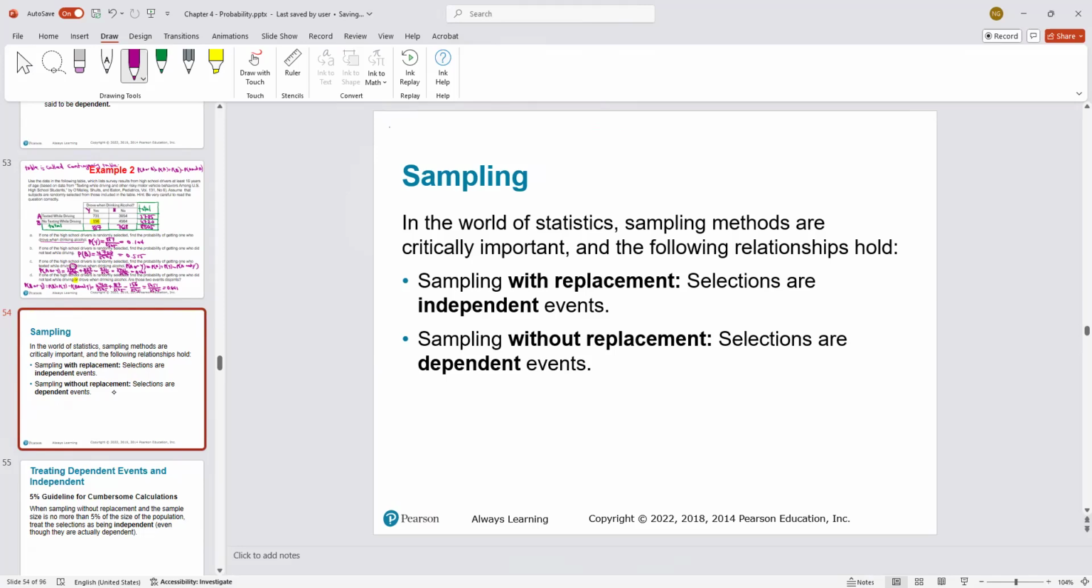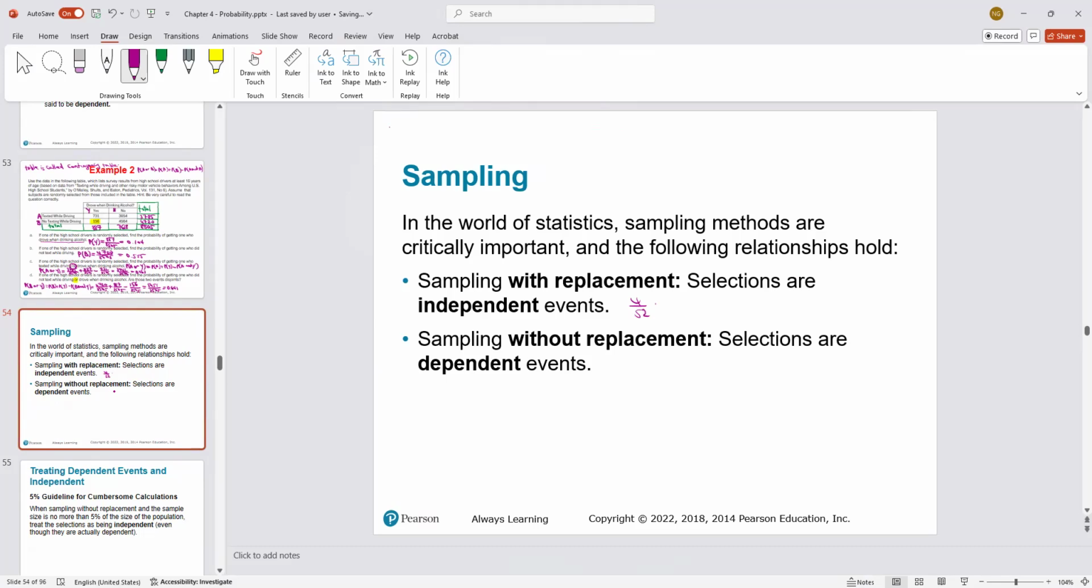All right. So with replacement is very important. And when you do it without replacement, selections are dependent. So when you don't replace, it's dependent. When you replace, it's independent. Because look, the probability you select a king in a standard deck is 4 over 52 because there are 52 playing cards.